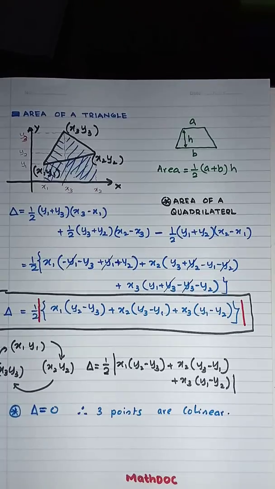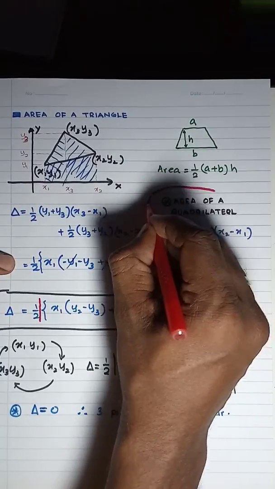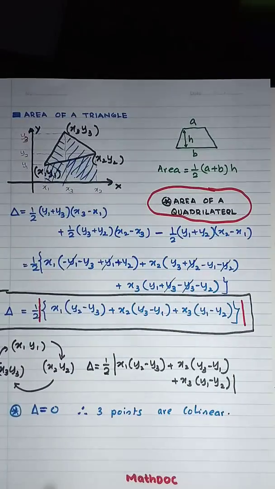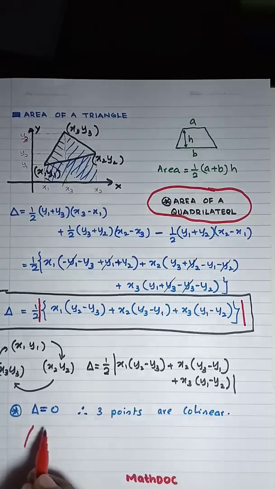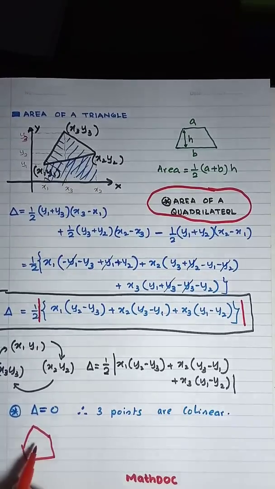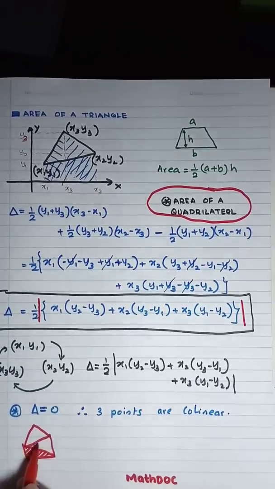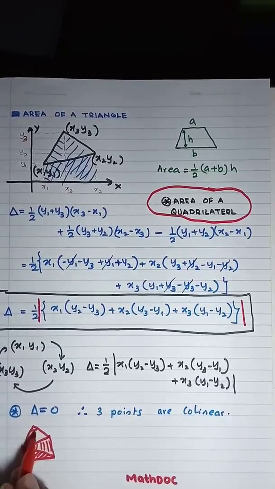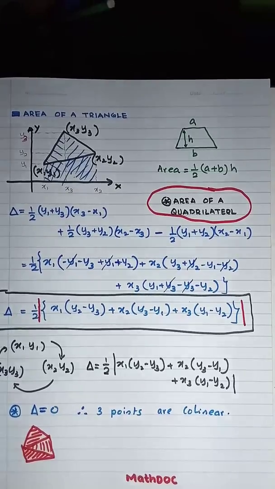So that is the triangle. Another important thing: area of a quadrilateral. When you consider any quadrilateral, something like this, when finding the area, you split it into triangles. You write the area of this triangle, this triangle and this triangle, and add all together to find the area of the quadrilateral. That is the area of a triangle and the area of a quadrilateral.